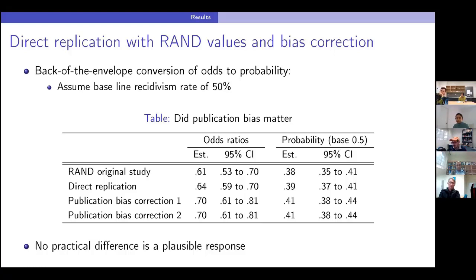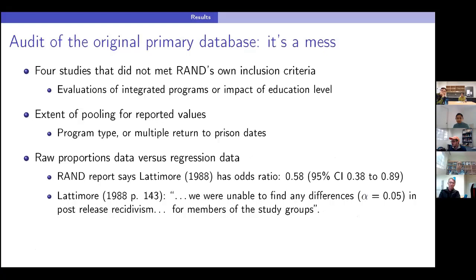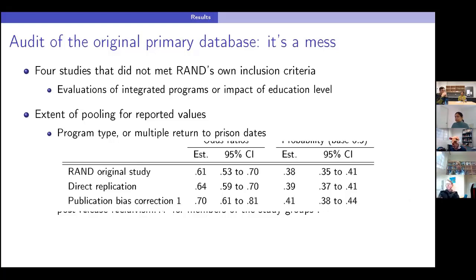Okay, so next step is to say, I really found the values they used a little bit problematic, and I think that things should have been done differently. The first thing is that 4 studies didn't meet their own inclusion criteria. So they evaluated the impact of the level of education, not participation in a correctional education program, or the study was about a holistic program of which education was a small part. So 4 studies were clearly incorrectly included in the RAND study based on their own definition, and there's no dispute about that.